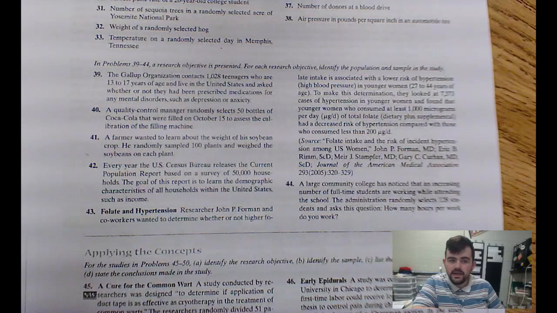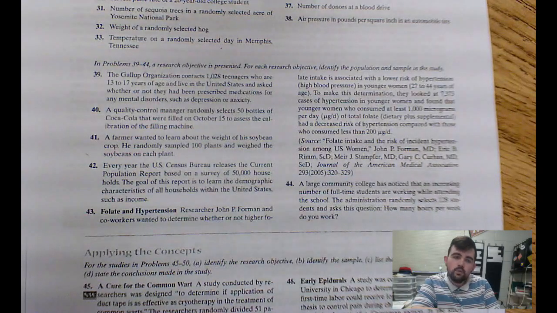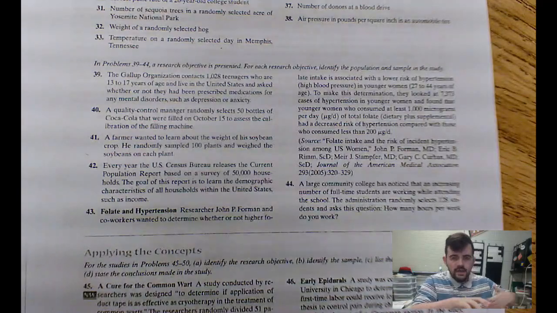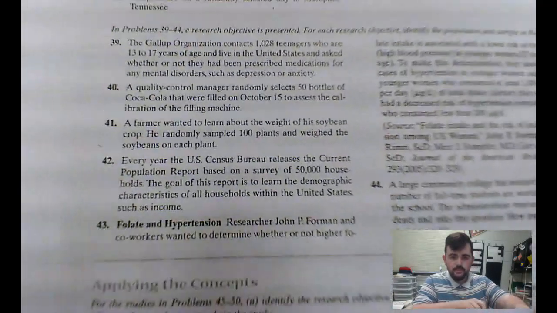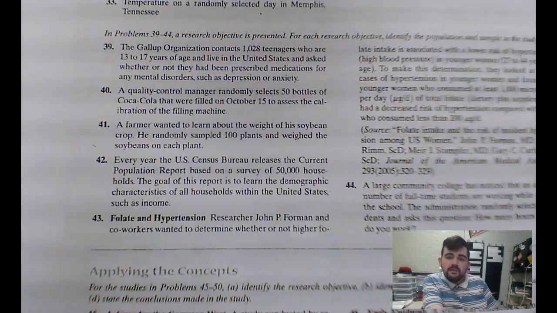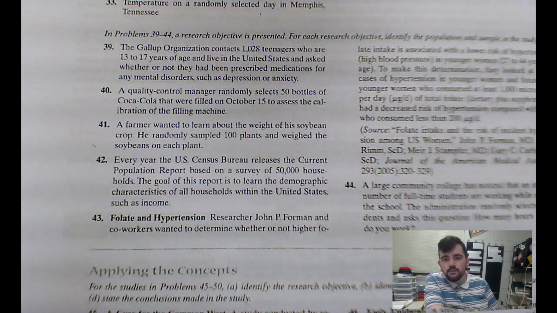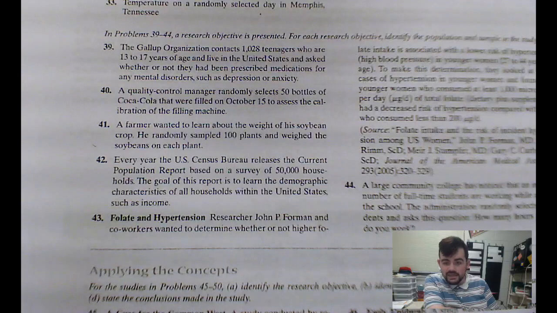So we're going to do 39 and 40 together. 39. The Gallup organization, that's a group that does a lot of polling, contacts 1,028 teenagers who are 13 to 17 years of age and live in the United States, and asks whether or not they have been prescribed medications for a mental disorder such as depression or anxiety. Remember, a sample is just the people who we contacted.